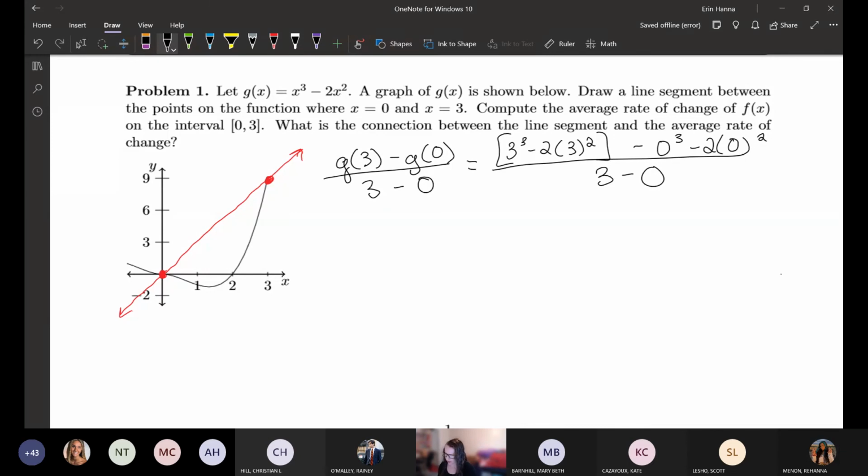So if we calculate that out, essentially it comes out to 27 minus 18. And then essentially the back piece turns into, I should be careful there, should turn into 0. I should have had those parentheses there. And then divided by 3. So we'll end up with 9 over 3 is 3.